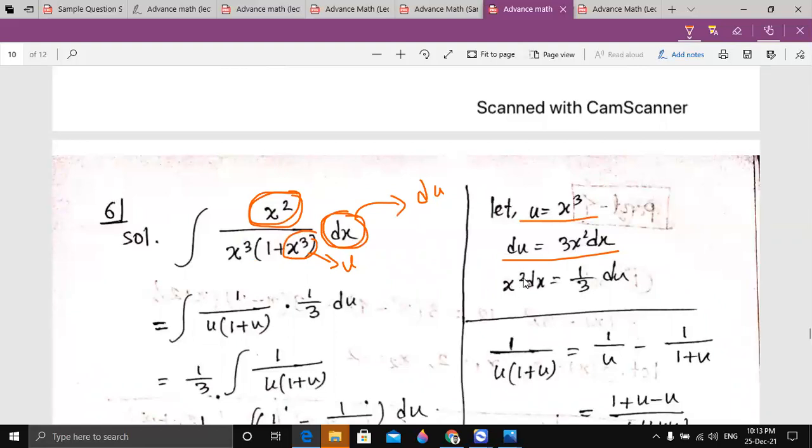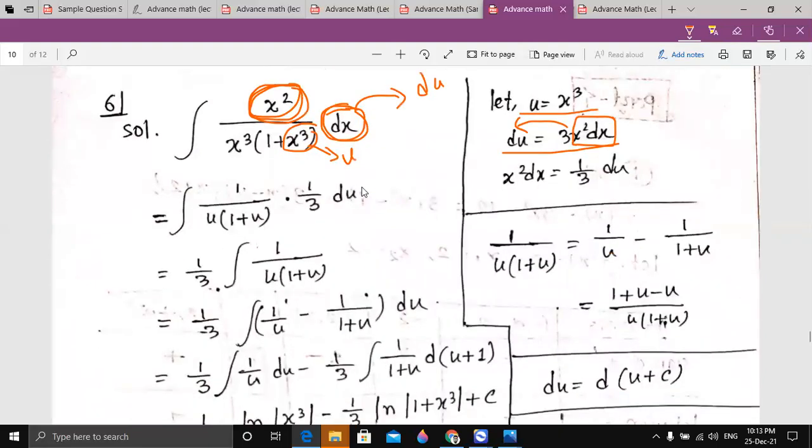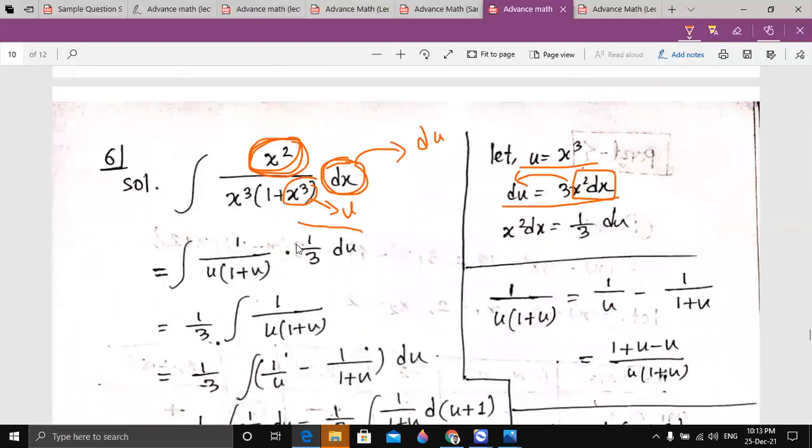So that's why here we have x square dx. I only keep x square dx on the left side and everything else on the right side. Okay, so I get x square dx is equal to 1 by 3 du. That's why I write down here 1 by 3 du, and instead of x cube I write down here u, because in this line we are using the u substitution rule.